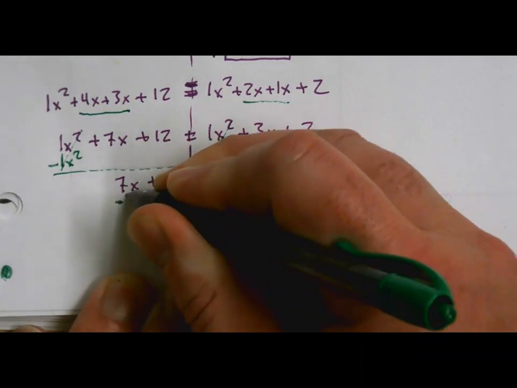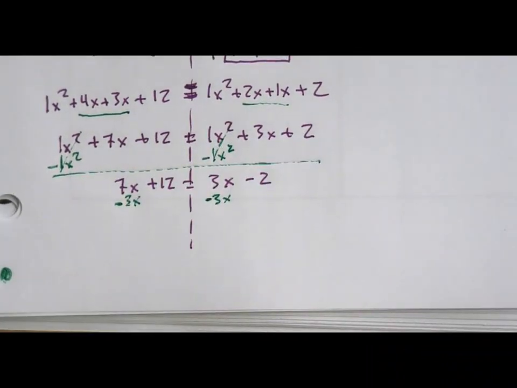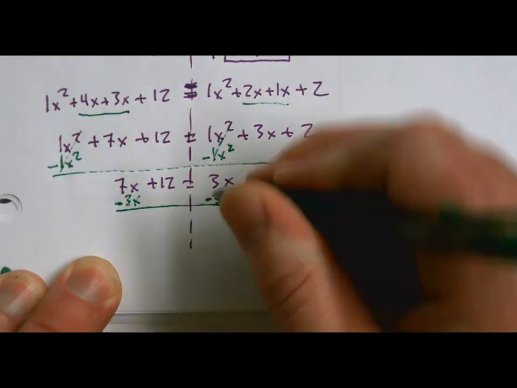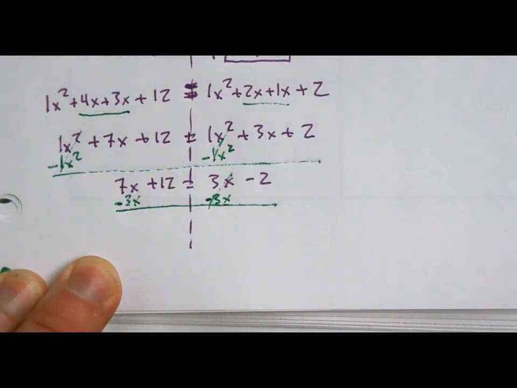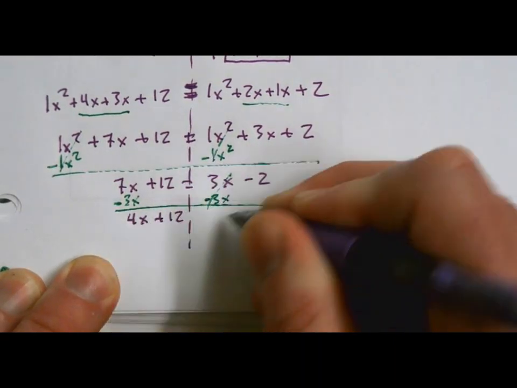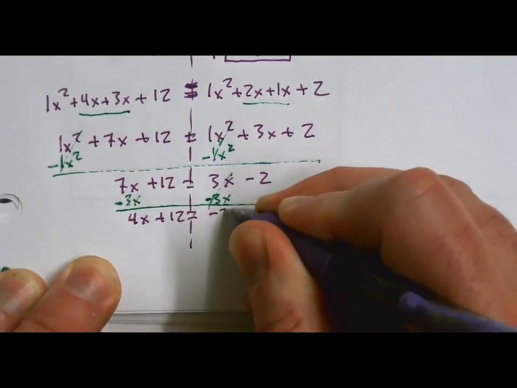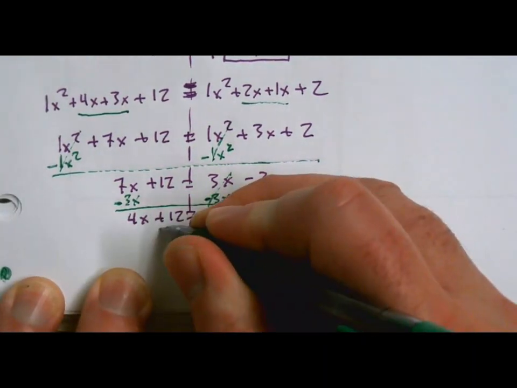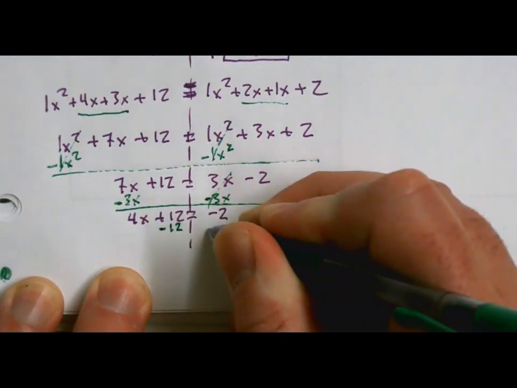I'm running out of room, so I'm writing small here. Those go away. 7x minus 3x, that's 4x plus 12 equals, we still got a negative 2 over here. All right, we're done simplifying. Now all we got to do is solve. We got 2 more steps. Get rid of the 12 and get rid of the 4. So go ahead and do those last 2 steps on your own if you haven't already. I'm going to work through them up here if you need a hint, but please try and do this on your own as much as you can.